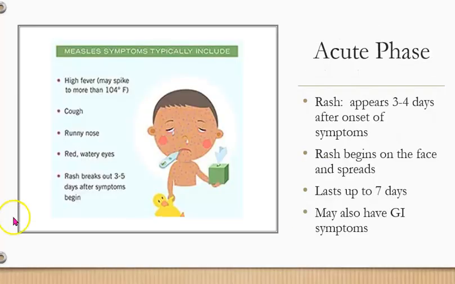The acute phase, a rash appears on day 3 to 4 after onset of symptoms. Rash will begin on the face and spread. It lasts up to 7 days. May also have some GI symptoms.